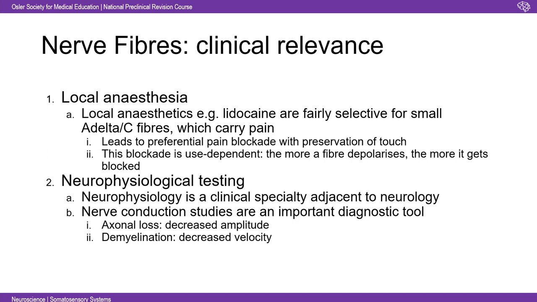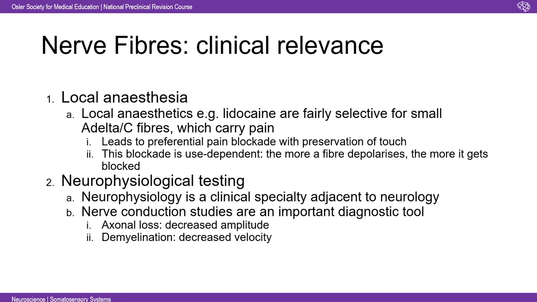The second really clear clinical example of these different types of nerve fiber is that they can be tested neurophysiologically, and it gives a really good picture of what's going on in, for example, a neurological presentation. So there's an entire specialty devoted to doing these tests called neurophysiology, and they work really closely with neurology.